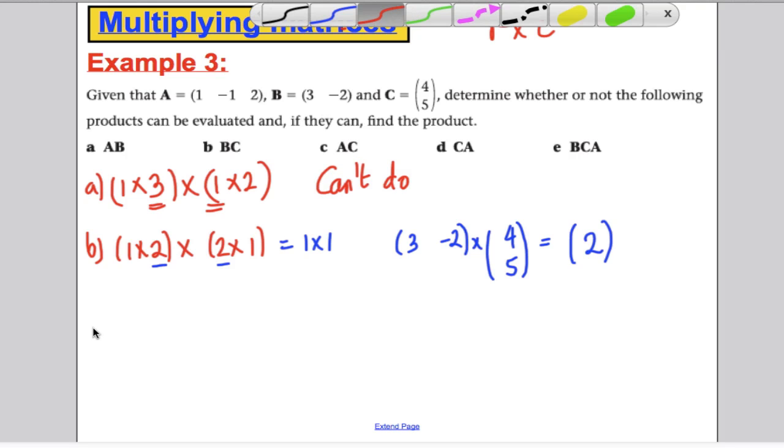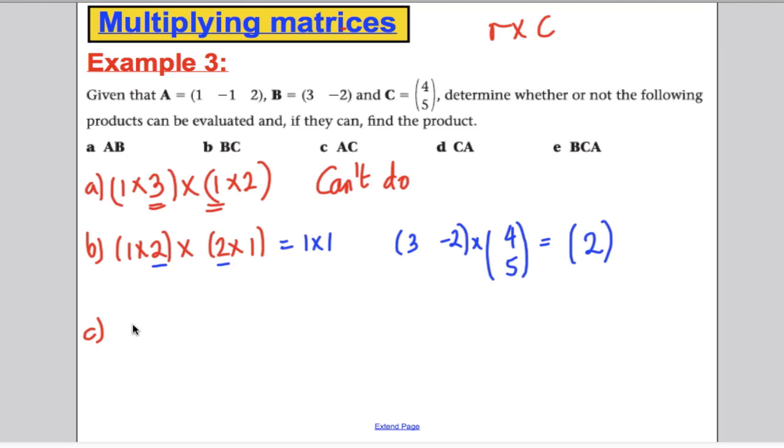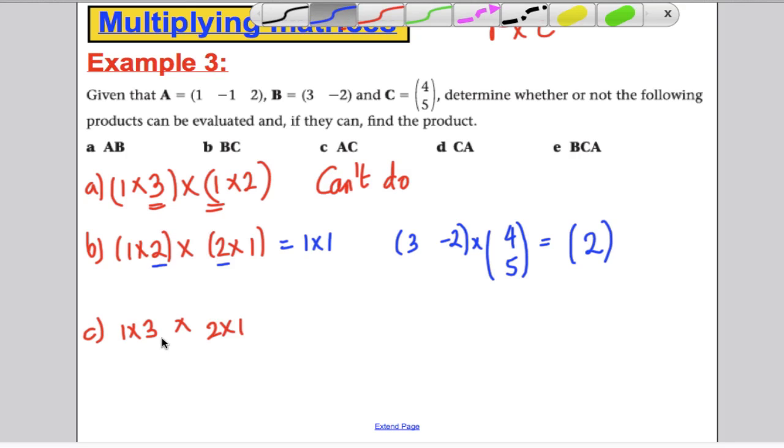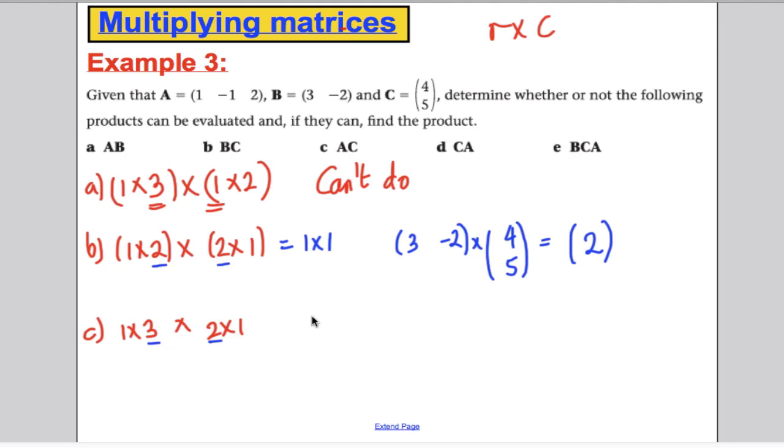Okay, can we do the next one? Well, what we're doing is A times C. So A is a 1 by 3, and we're multiplying that by C, which is a 2 by 1. Because the number of columns in the first is not the same as the number of rows in the second, we can't do this one. It's not possible, so we just write can't do.